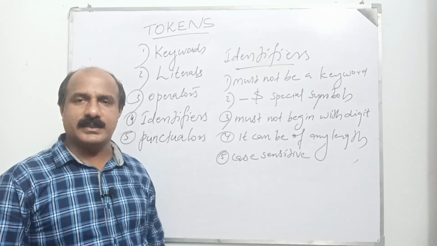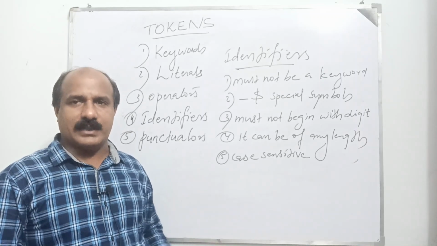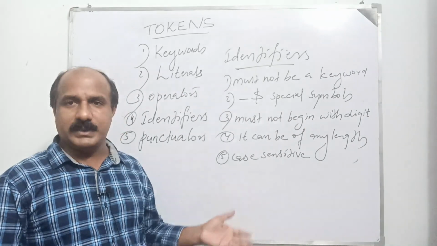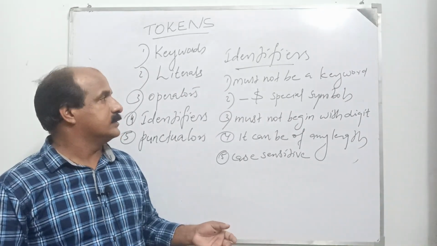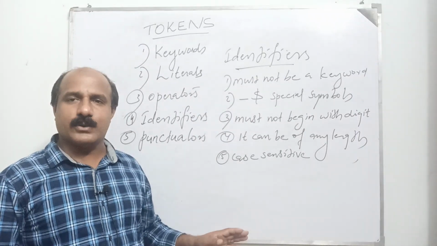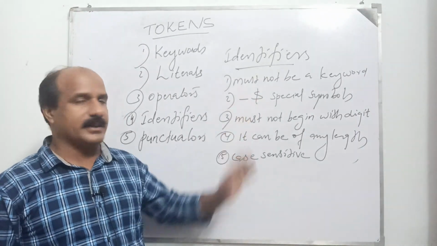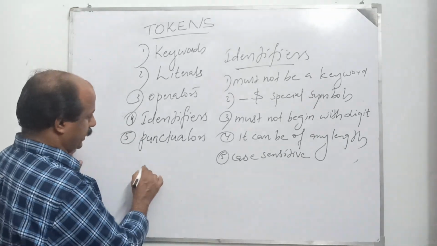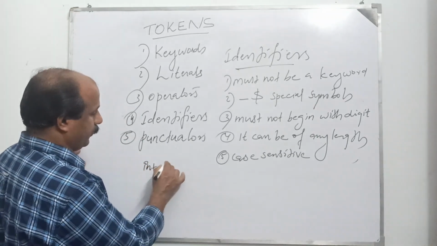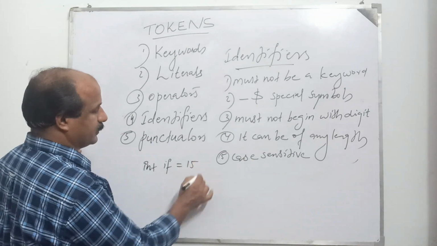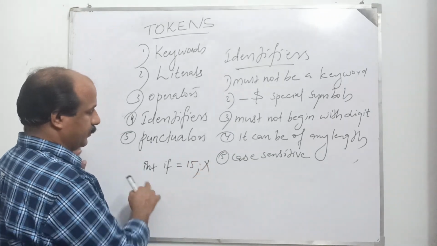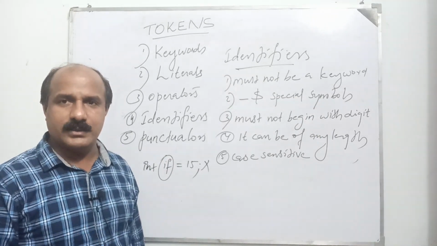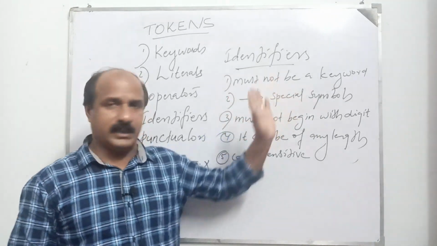The simple thing is keywords, as I explained just now, those 50 keywords I told you, cannot be used as identifiers. So if you write int if = 15, this is wrong, because if is a keyword, so it cannot be used. So it must not be a keyword.